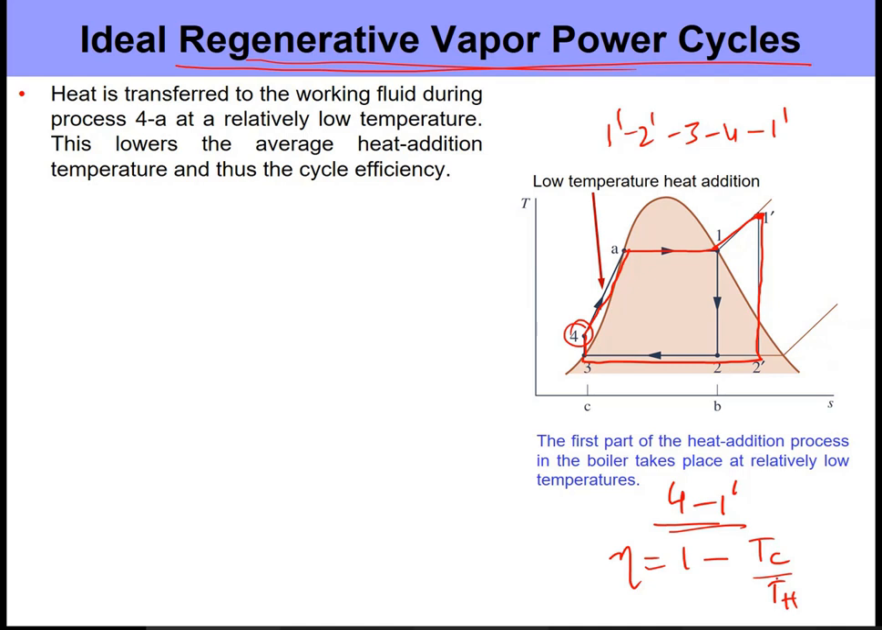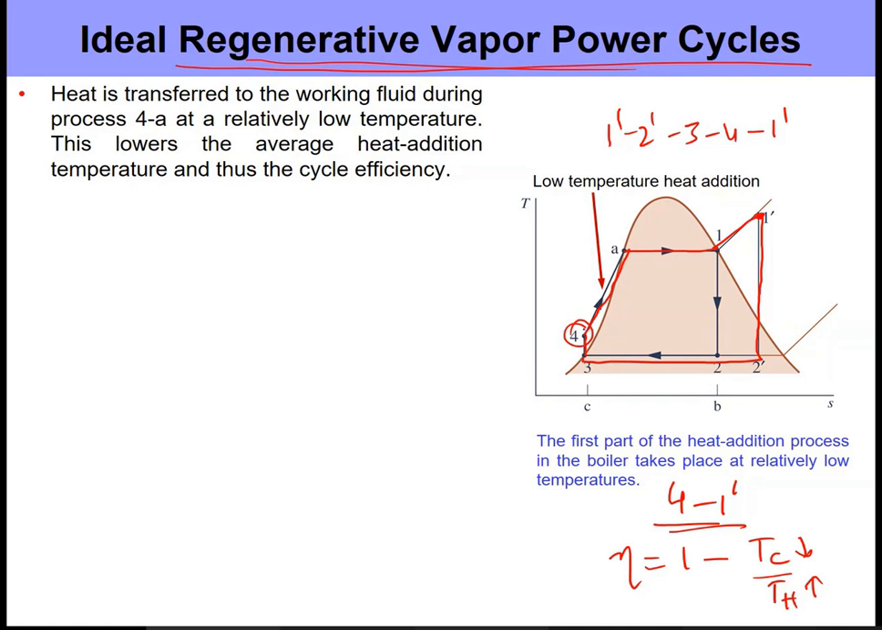Now we have looked at several ways in which we could either reduce Tc or increase Th and thereby increase the efficiency. So now again we're going to look at one last way of increasing Th, but this is a very interesting way of increasing Th, and we'll see how and why it is different.